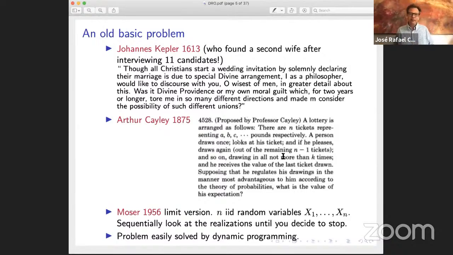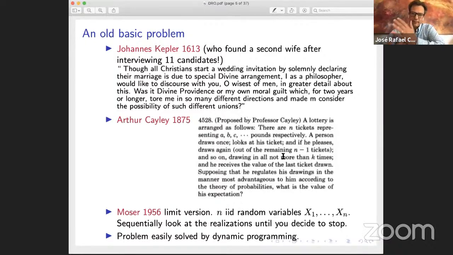Then a much more precise description of the problem comes from Arthur Cayley, one of the most prolific mathematicians of all time, who proposed the following problem. A lottery is arranged as follows. There are n tickets representing some quantities, and a person draws a number, looks at the ticket, and can draw again if he wishes, out of the remaining tickets, of course. In total, you can draw at most k times, and you receive the value of the last ticket drawn. So here it's really an optimal stopping problem, like a sequential selection problem. You really look at the numbers sequentially until you decide to stop.